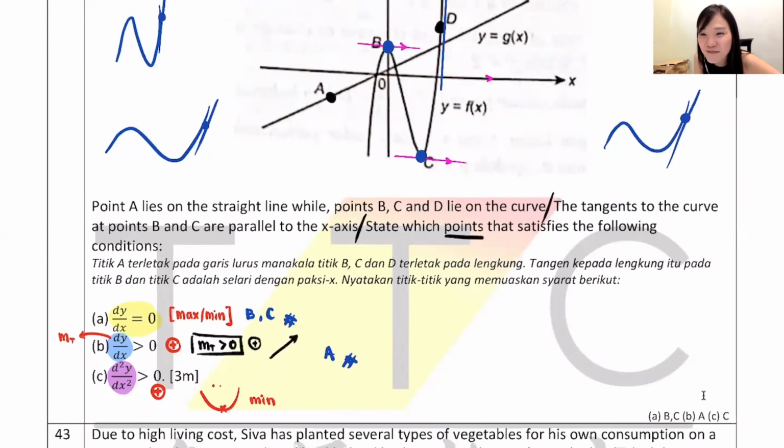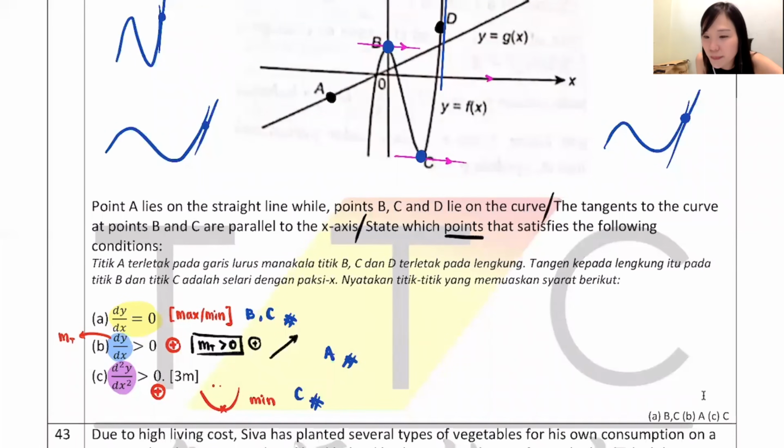More than 0, positive. Never mind, I forgive you. So happy face, isn't it minimum? Then you look at your curve, you only got 2 turning points there, one maximum, one minimum. So which one is the minimum? Point C. Very good. Done. Easy, right? Understand everything I say?